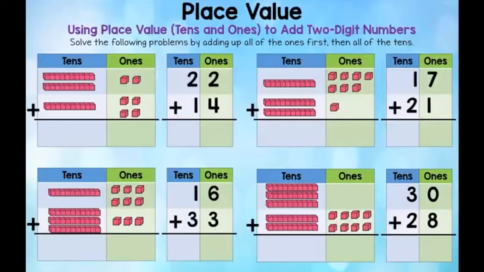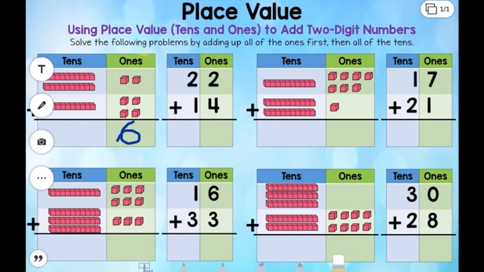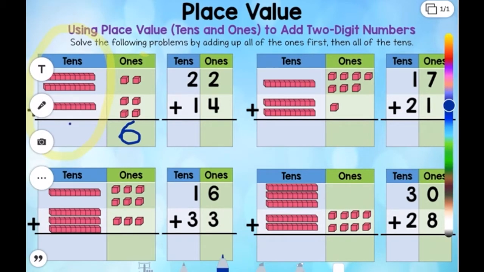For this activity, it says, use place value, tens and ones to add two-digit numbers. Solve the following problems by adding up all of the ones first, then all of the tens. So like we saw in the video, our job first is to start with the base 10 blocks and add up this group of ones here. So all I have to do is count all those blocks together, and then I'm going to use the pen tool to write my answer underneath. Next, I'm going to look at the tens place, and I'm going to add up the tens, and then I'm going to write that answer underneath.